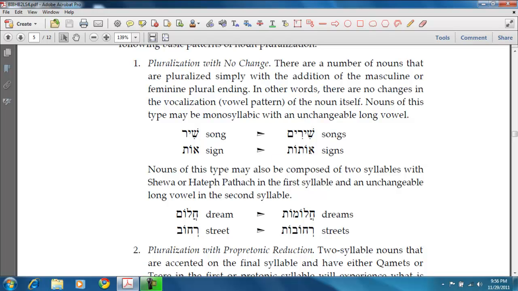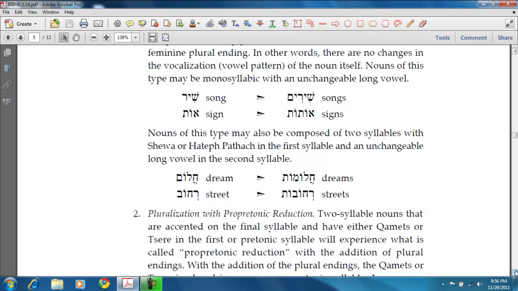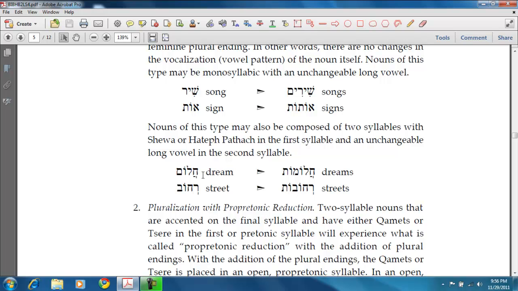When we make the feminine singular noun into a feminine plural, it goes otot. Nothing has changed with the basic vowel in the root. Now, nouns of this type may be composed of two syllables with a shva or hatef patach in the first syllable and an unchangeable long vowel in the second syllable. So let's look at the second series where they don't change at all. We have chalom for dream and chalomot for dreams.